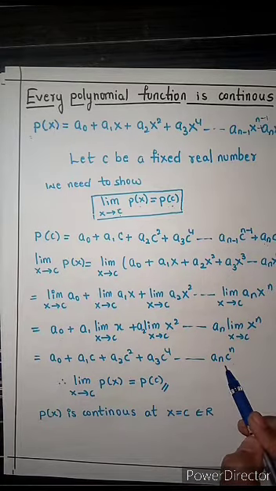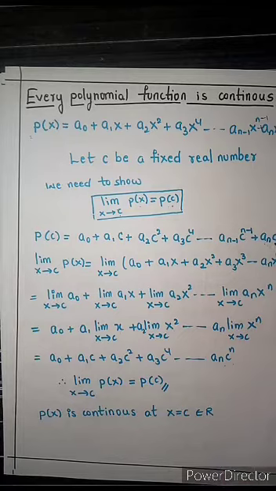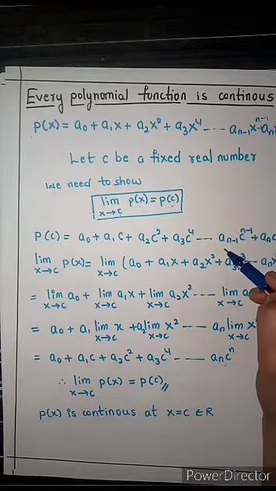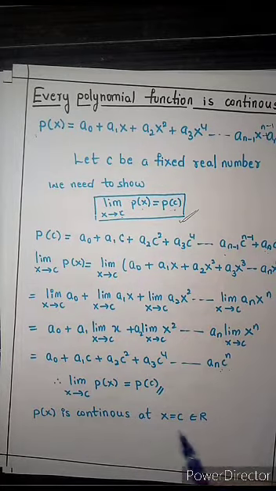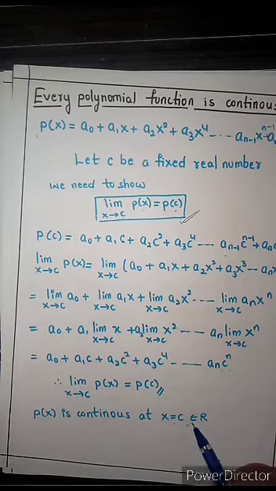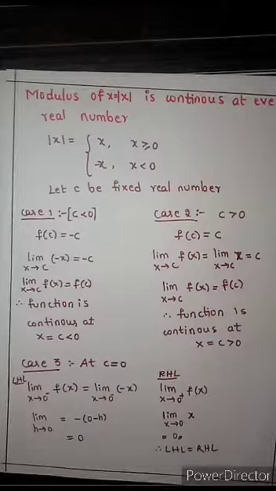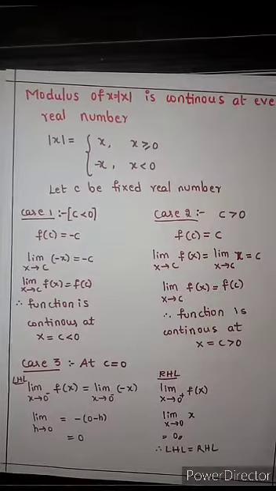Now see, this limit as x tends to c of p of x and p of c are the same. We proved it, right? So p of x is continuous at x equal to c, where c belongs to the real numbers.